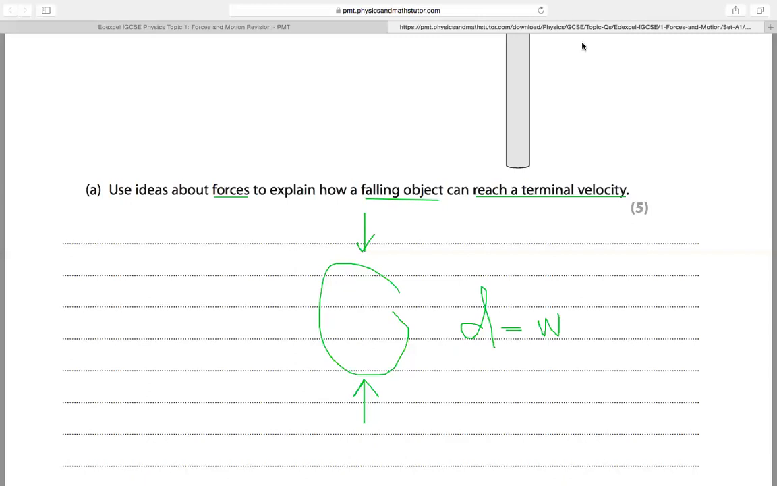The resultant force is 0, causing the object to travel at constant speed, full stop. The object has reached terminal velocity. You end with that, because the question says how it reaches terminal velocity. So you end with the object reaches terminal velocity.